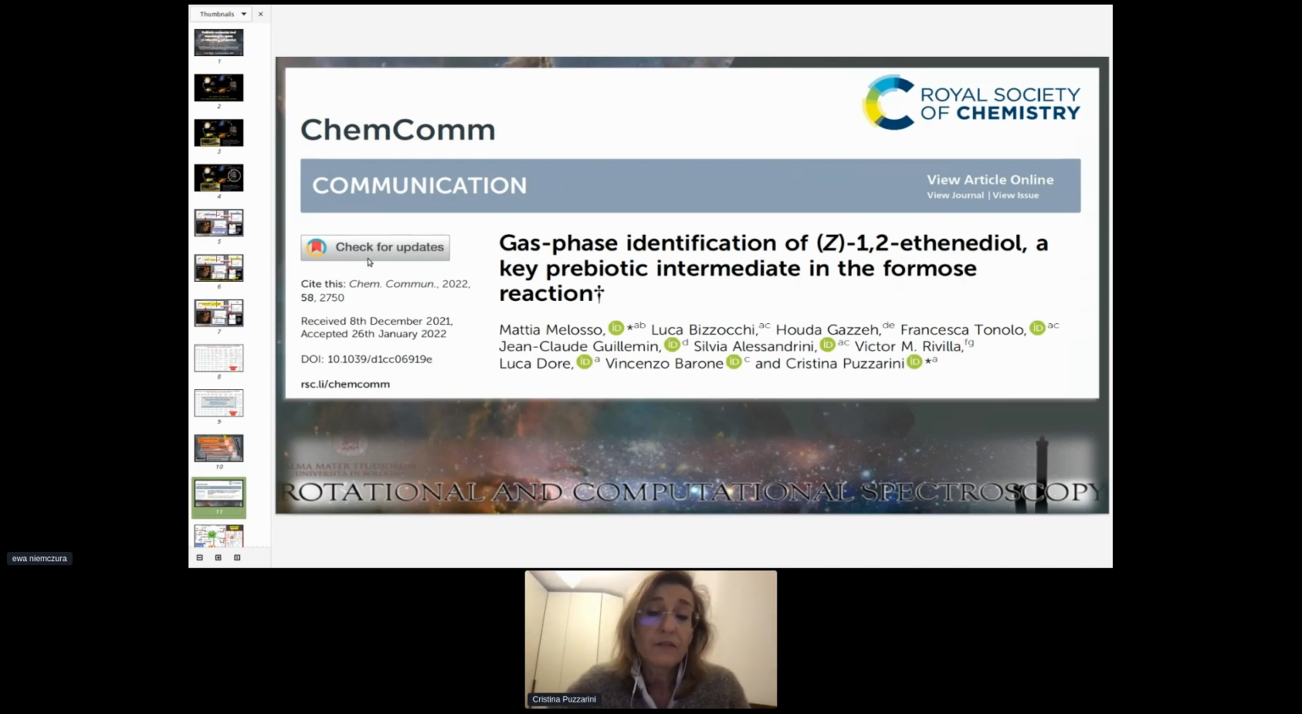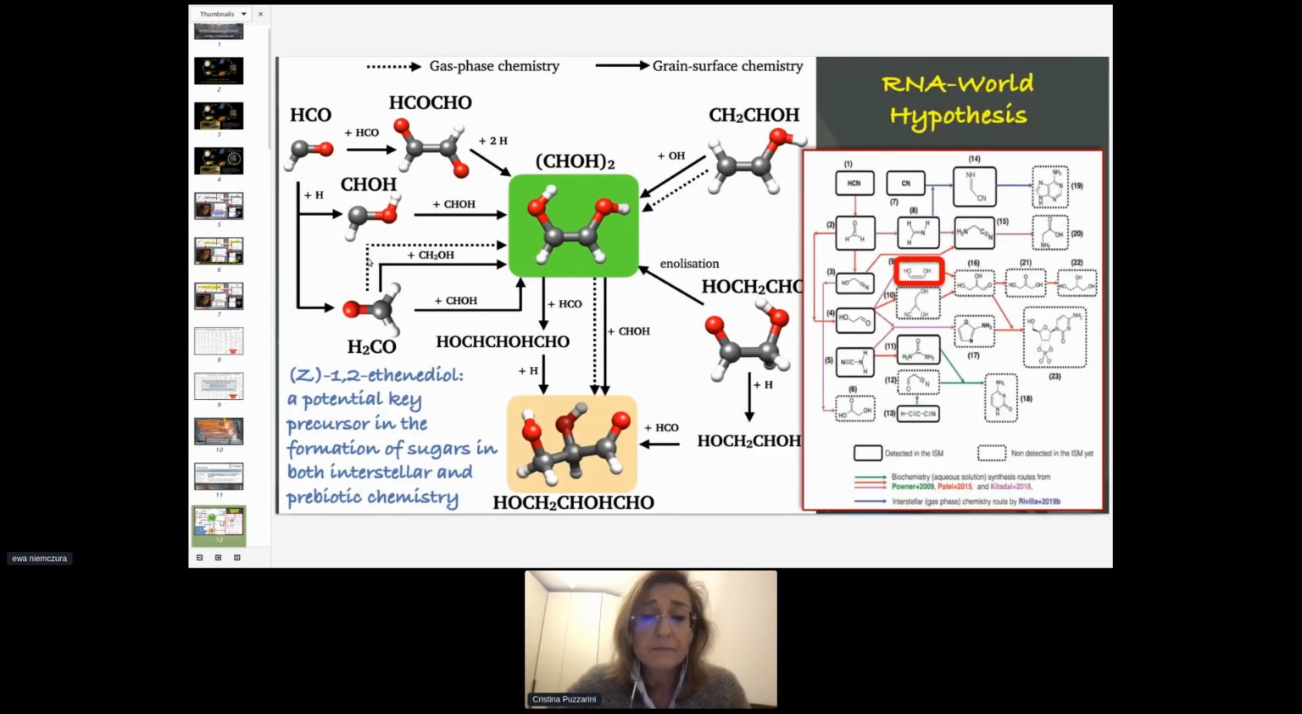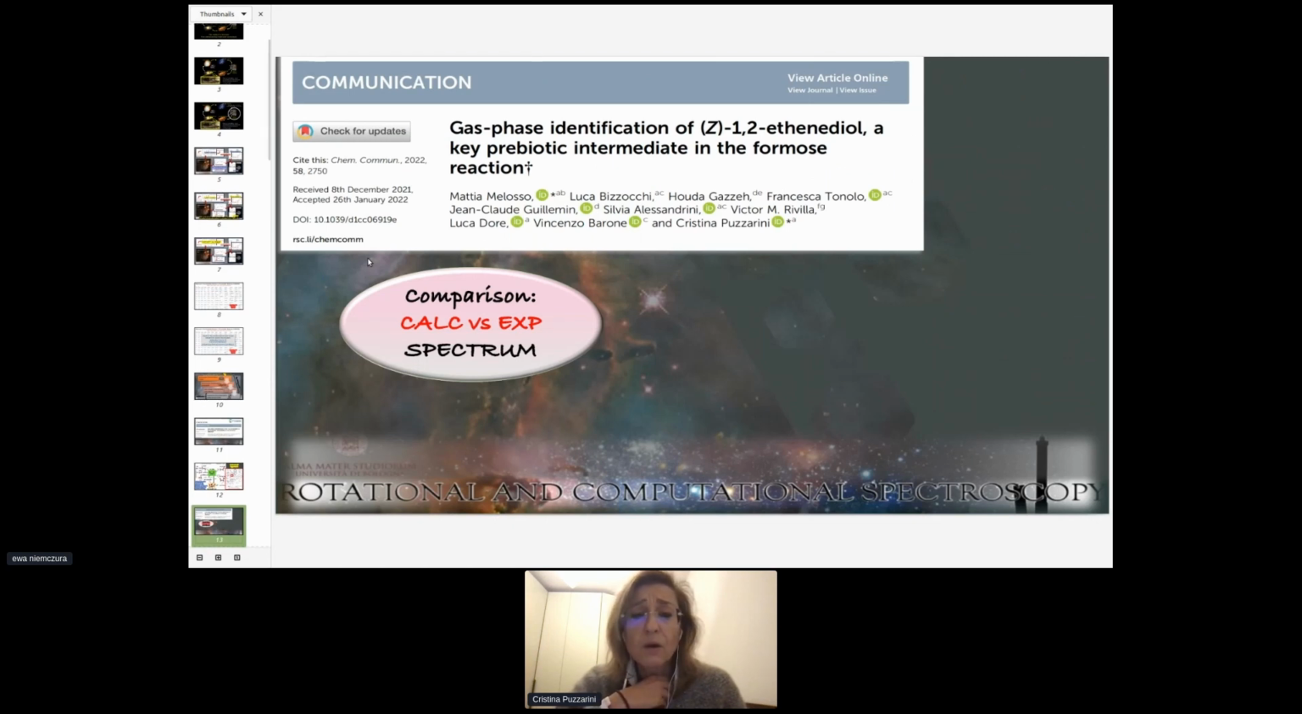one significant example. This was the characterization of the rotational spectra of the Z isomer of 1,2-ethanediol. Next slide, please, which is thought to be an important intermediate in the formation of sugar within the RNA world hypothesis. Next slide, please. So, as mentioned, the starting point is the interplay of experiment and theory. So we needed to simulate the spectra.